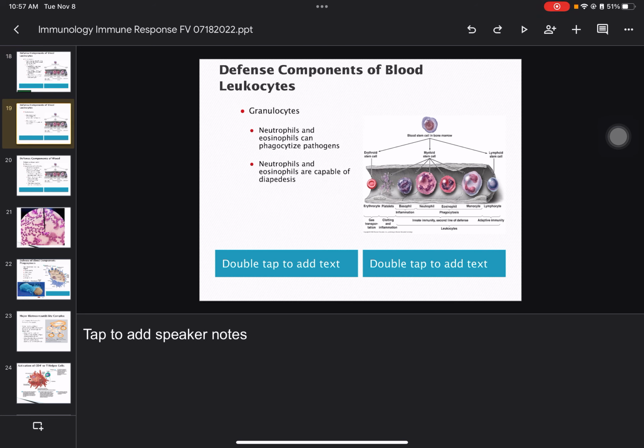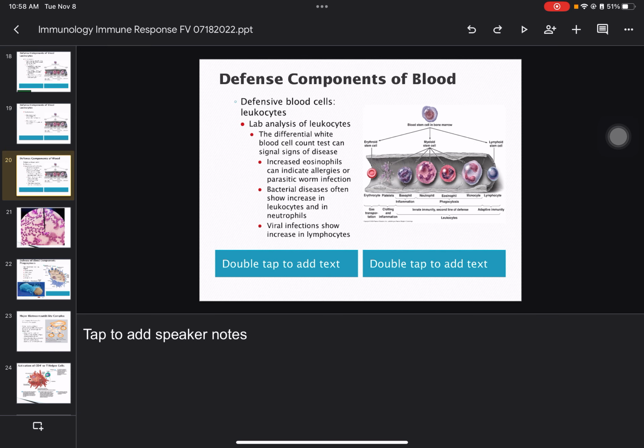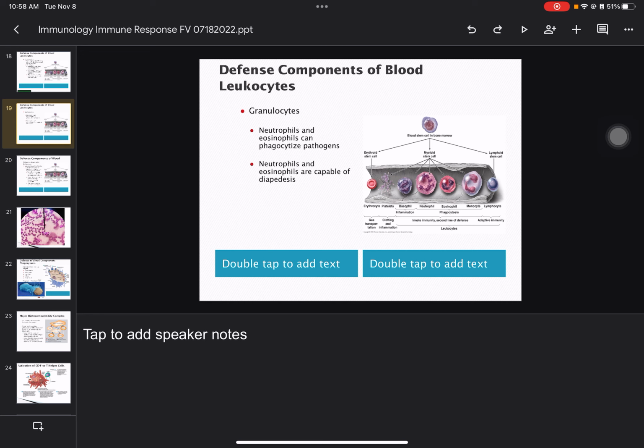I want you to know that if we see increased eosinophils, or we see, let me go back. So again, look here, you see the neutrophils show up with bacterial infections.